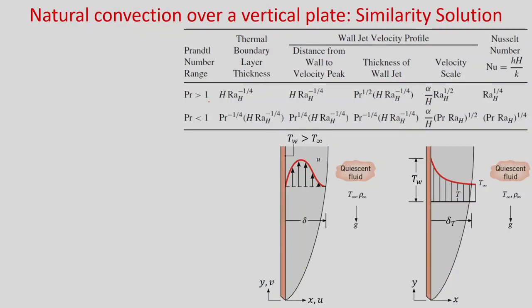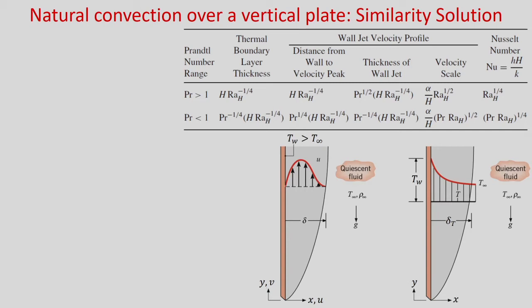Now, you can see in the last class we found scales for different quantities like the thermal boundary layer thickness, the velocity v, and also the Nusselt number, and those are tabulated in this table. So, for Prandtl number much greater than 1, the boundary layer thickness delta t is of order H Ra_H to the power minus 1 by 4, the velocity scale is alpha by H Rayleigh number to the power half, and the Nusselt number is of order Rayleigh number to the power 1 by 4. And you can see that the velocity looks like this.